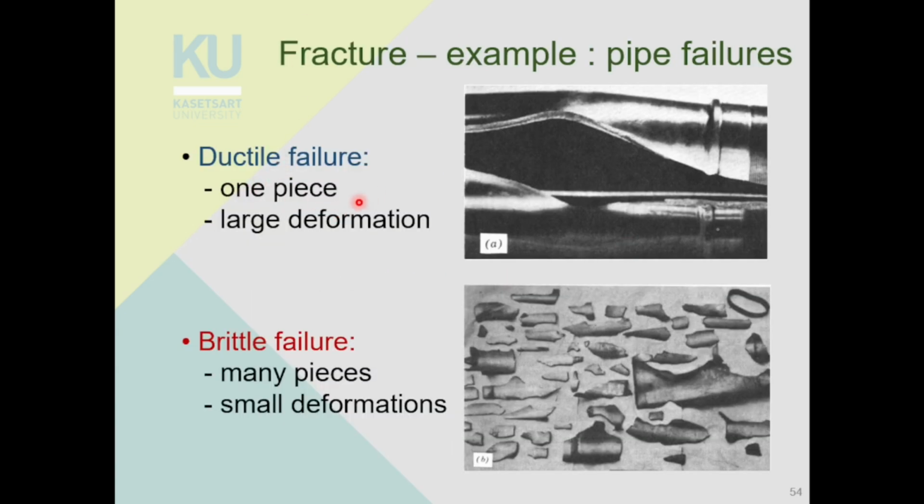Okay, ductile fracture usually breaks into one large piece with large deformation. Like in this pipe here, you can see that the pipe is heavily deformed, but it breaks into just one large piece. Whereas brittle fracture will break into many different pieces. Each piece has small deformation. So if you can gather all the pieces together, you can just glue them back together, right? Because each of the pieces doesn't have a lot of deformation. The shape doesn't change a lot. So when you glue them back together, they retain the same original shape as before.